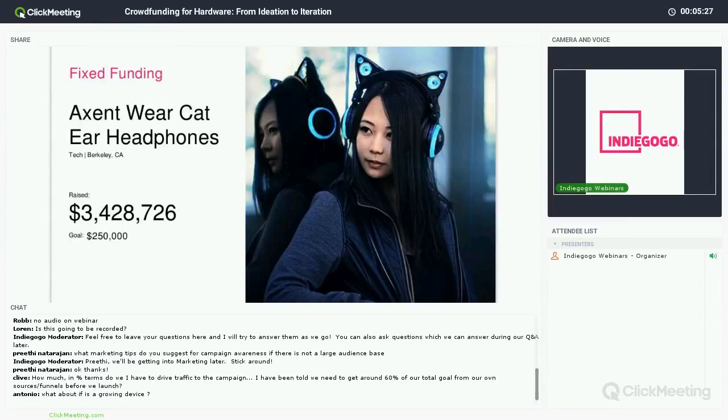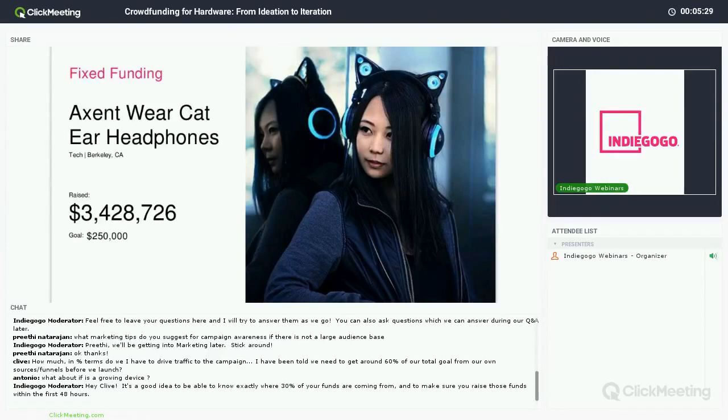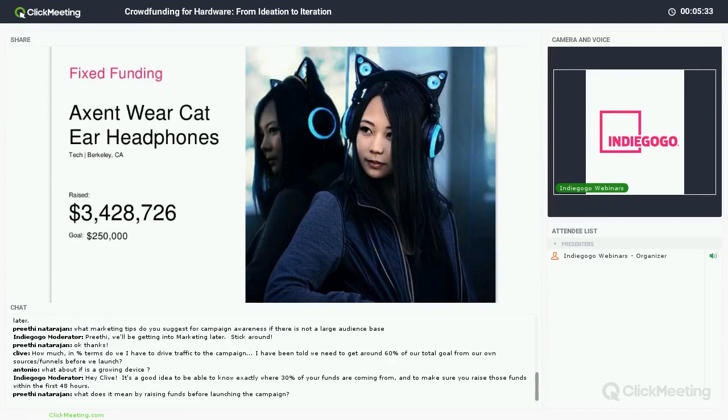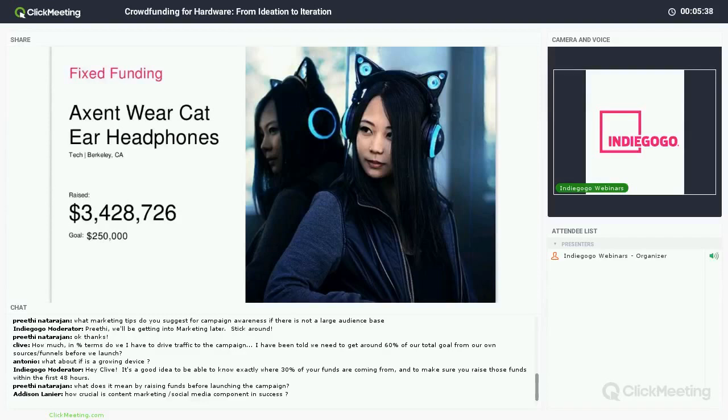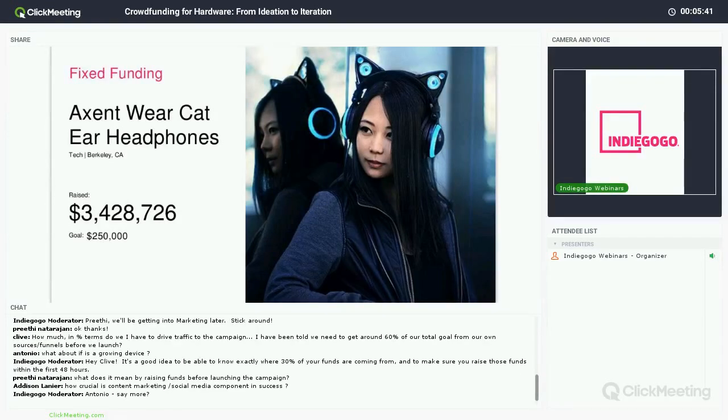A good example of fixed funding is one of our most popular campaigns, the Accent Wear cat ear headphones. You might have seen these out in the wild. They're really fun. They're headphones that light up, and the ears are also speakers while they're also headphones. It's just a really fun little fashion accessory kind of thing.